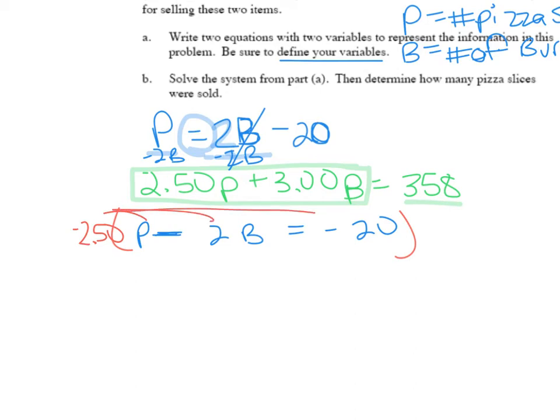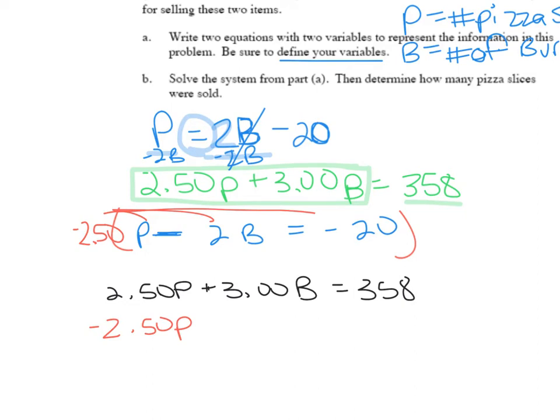So let's rewrite. First equation stays the same. $2.50 per pizza slice plus $3 per burrito was $358. Second equation, with that multiplied by negative 2.50, we have negative 2.50p. And then here we have a negative 2.50 multiplied by a minus 2b, and that's actually going to give us a positive 5b equals, and negative 20 times negative 2.50 again turns a positive. Using a calculator, negative 2.50 times negative 20 is 50.